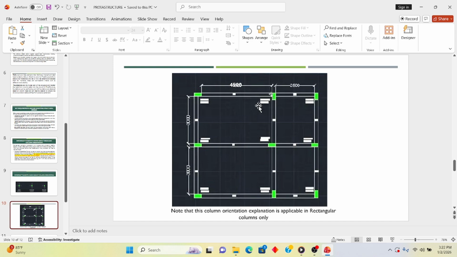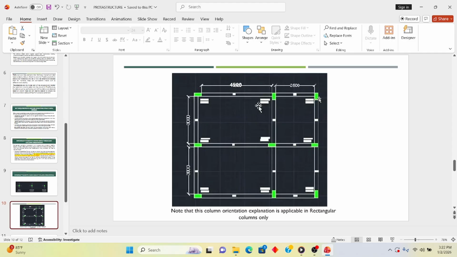The moment at this point will have reduced, and definitely a moment exerted by a beam of, let's say, 4.5 minus 2.5, the remainder is a beam of 2000 mm. The moment exerted by a beam of 2000 mm will definitely be lower than the moment exerted, that's a compressive force, by a beam of 3000 mm. So the orientation of this column will definitely be in this direction.